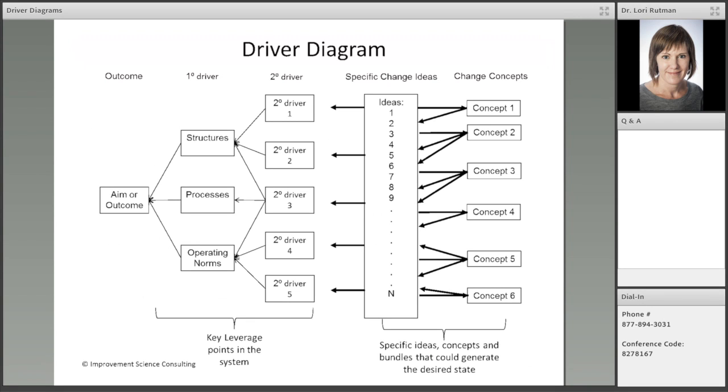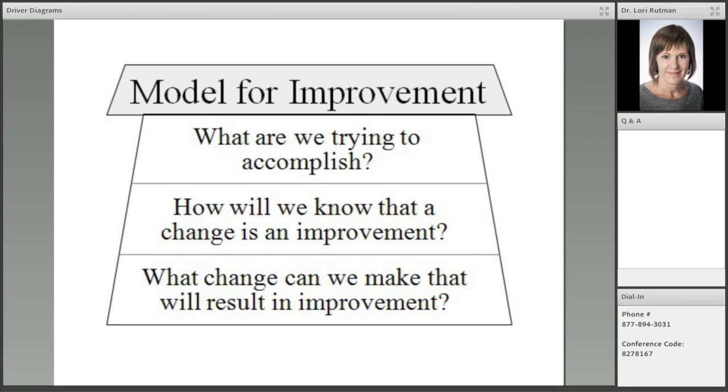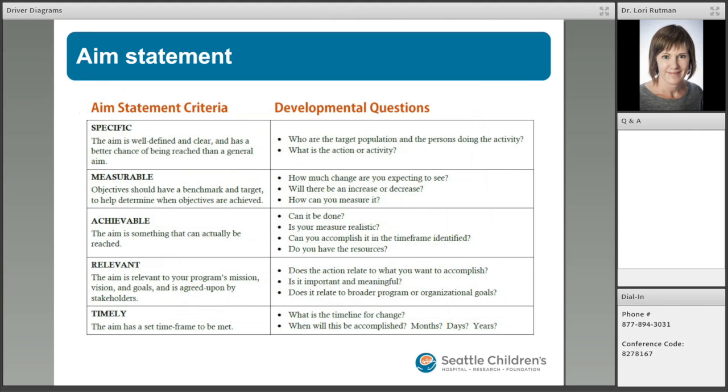So this is a driver diagram template that we'll refer to for the rest of the webinar. We'll work through each element of the diagram to really understand how you could create one of these for your own local QI efforts. To the far left of the diagram is the aim or outcome of the QI intervention. I can't help myself but to bring this back to the model for improvement. And that first question in the model for improvement is, what are we trying to accomplish? As has been discussed before, an aim statement should be SMART. So a SMART aim is specific, it's measurable, it's achievable, it's relevant, and it's timely.